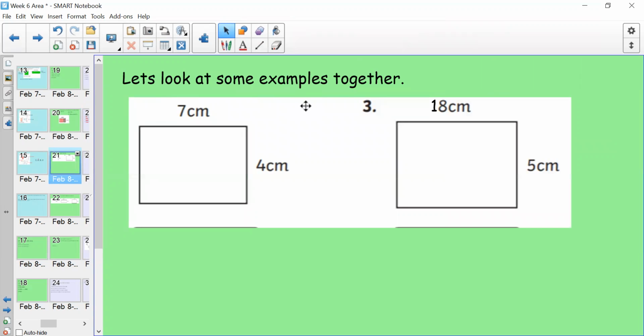Okay, so if we look at these two examples, I'd like you to pause the video. So there's again no squares, but there are those imaginary squares inside. So you can imagine that there are 7 lots of squares going down and then 4 rows going across. And then for this one, you could imagine 18 centimeter squares going down and 5 rows going across. So pause the video and see if you can work out the area of these two shapes.